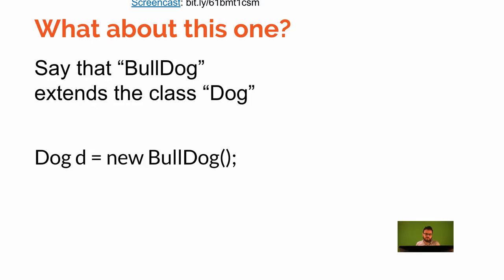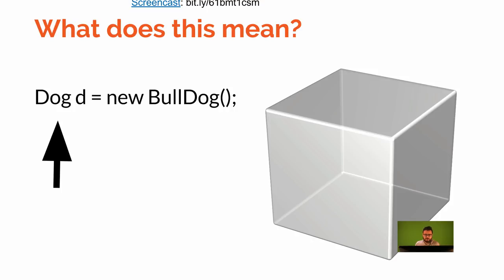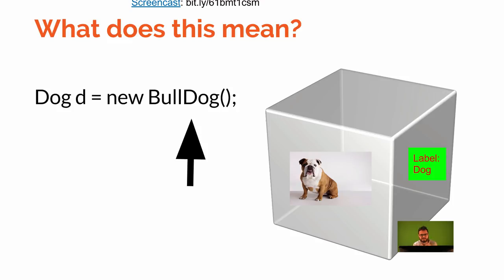Okay, now what about this case? Say that we have another class, Bulldog, which extends the class Dog. And what does it mean to extend a class? It just means that Bulldog is a subclass of Dog, or Bulldog is a type of Dog, or Bulldog is a Dog. So now again, I'm going to create a box. I'm going to label it Dog. Then I'm going to create a new Bulldog, and then I'm going to put the Bulldog inside the box labeled Dog. Is this okay? Again, sure, right? Because like I said, a Bulldog is a Dog. And the box says, I will let any dogs inside me.